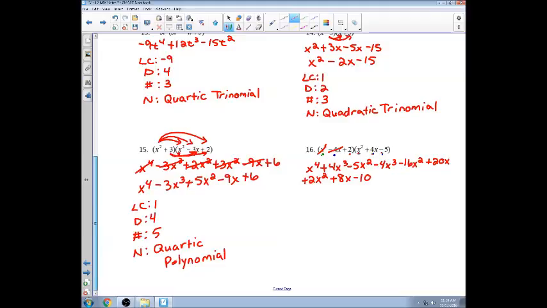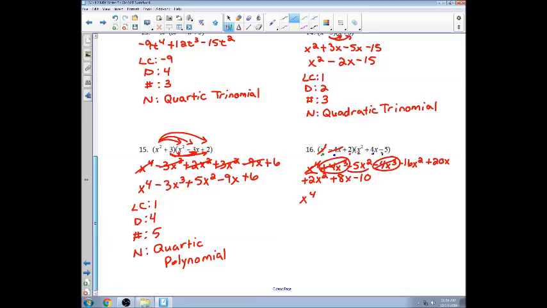Again, I need to combine like terms, so I'm looking for my largest degree. My largest degree is the 4th degree. There is only one 4th degree, that is x to the 4th. So I'm going to go ahead and write that down. The next largest would be x to the 3rd, or my 3rd degree. My 3rd degree, I have a positive 4x and a negative 4x to the 3rd. So those are just going to cancel out.